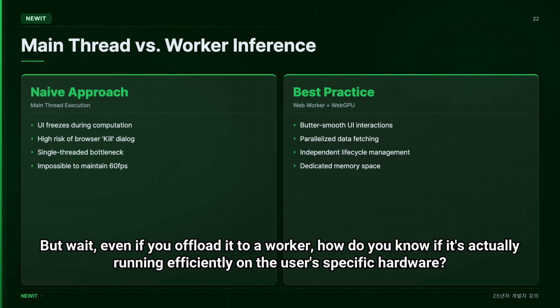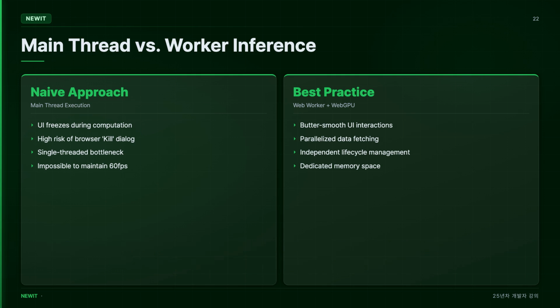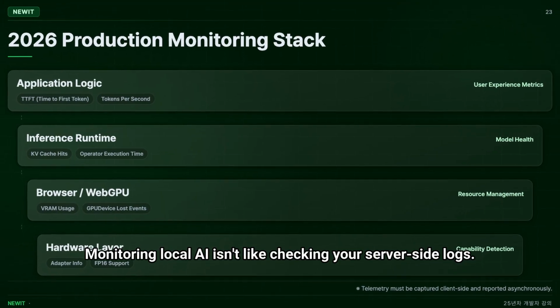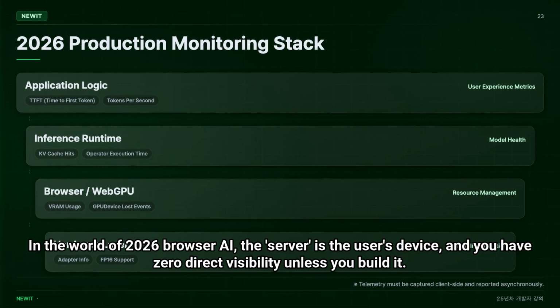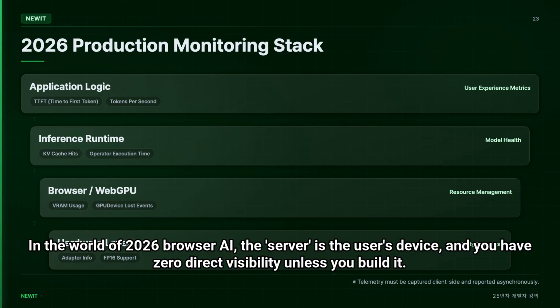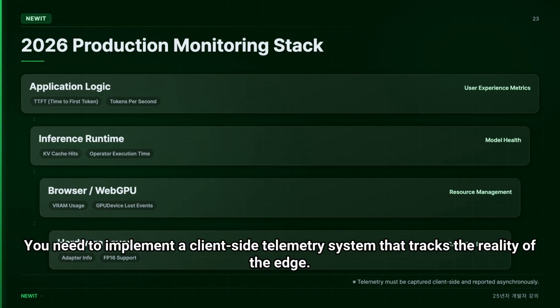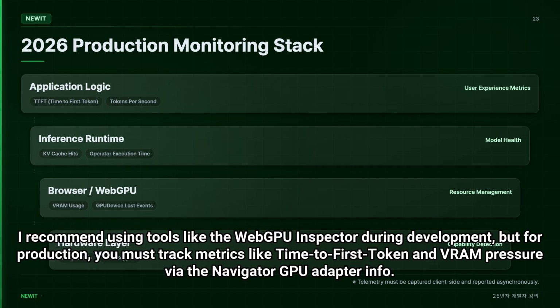But wait, even if you offload it to a worker, how do you know if it's actually running efficiently on the user's specific hardware? Monitoring local AI isn't like checking your server-side logs. In the world of 2026 browser AI, the server is the user's device, and you have zero direct visibility unless you build it. You need to implement a client-side telemetry system that tracks the reality of the edge. I recommend using tools like the WebGPU inspector during development, but for production, you must track metrics like time to first token and VRAM pressure via the Navigator GPU adapter info.